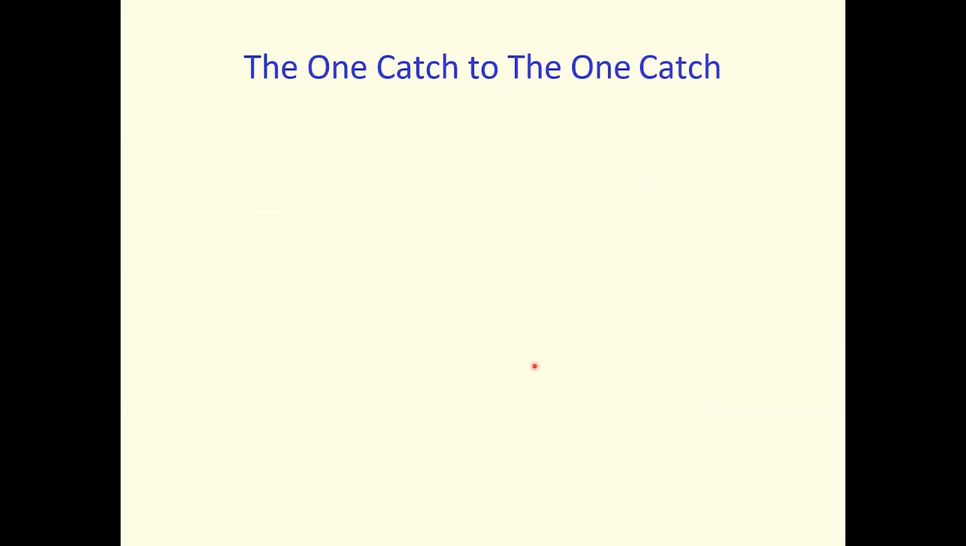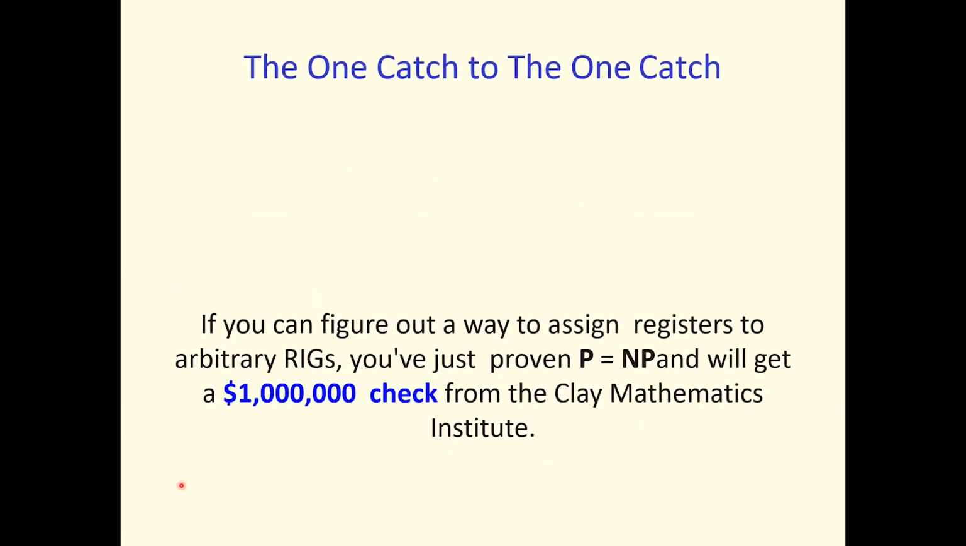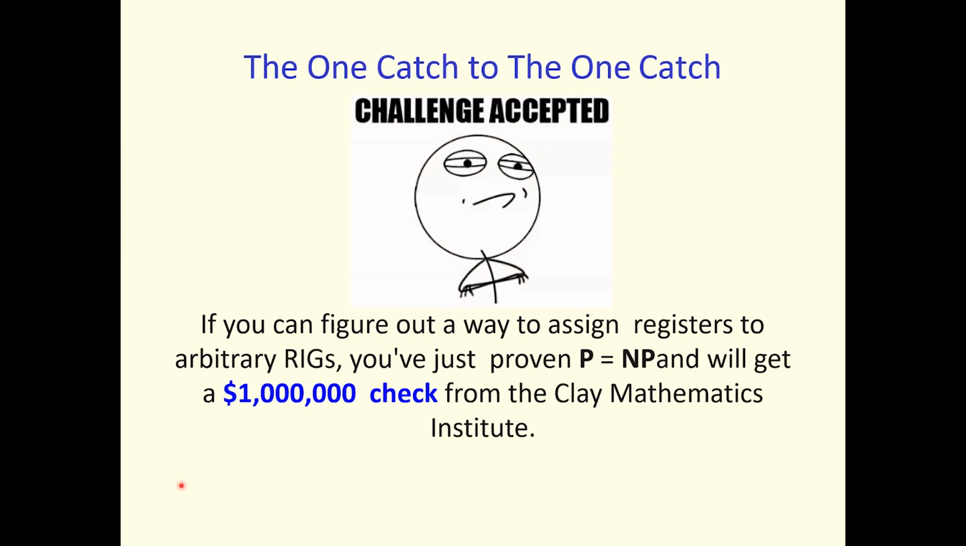Okay. So there is one catch, but I think most of you might already be knowing about it. If you can figure out how to assign registers to any arbitrary RIG, then you have proven P equals NP, and you will get a $1 million check.